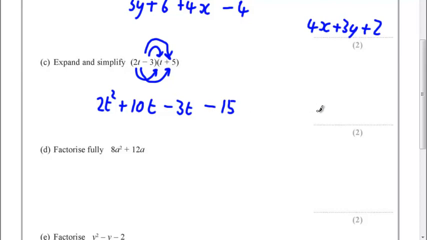Collecting the like terms, well, there's only one term in t squared, 2t squared. We've got a plus 10t minus 3t, plus 7t, and then we've got the minus 15. Okay.